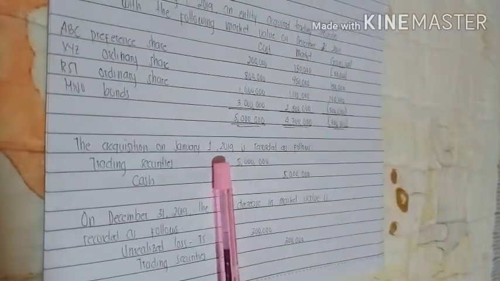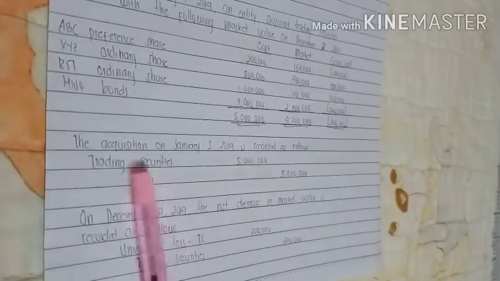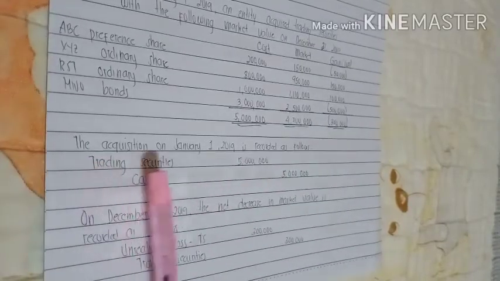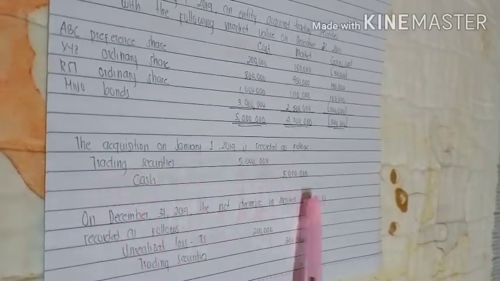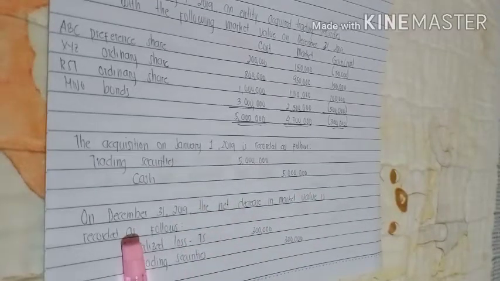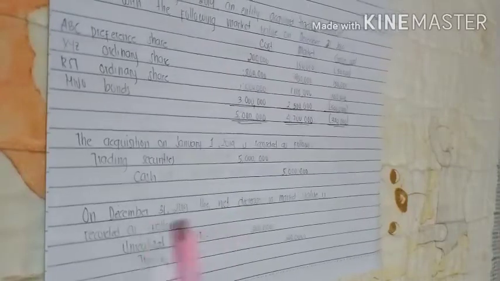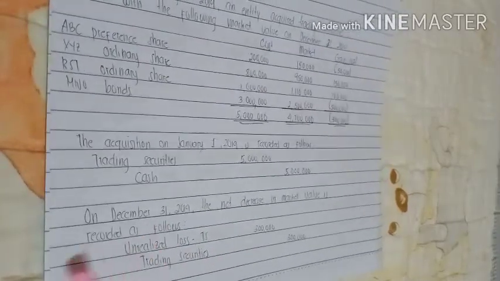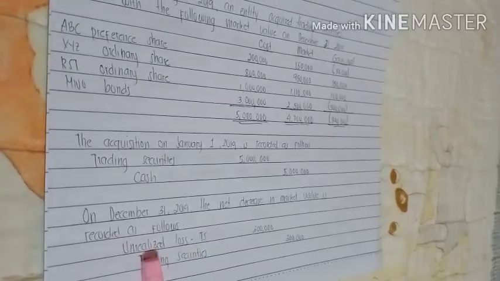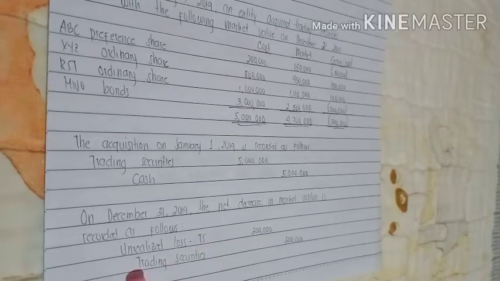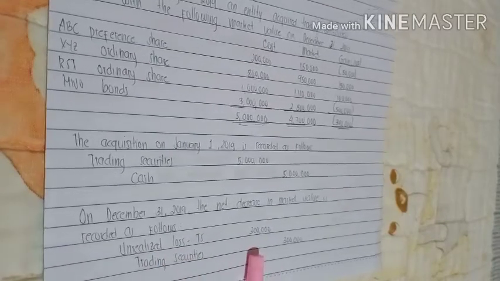The acquisition on January 1, 2019 is recorded as follows. We debit trading securities for 5 million and credit cash for 5 million. On December 31, 2019, the net decrease in market value is recorded as follows. We debit unrealized loss TS 300,000 and credit trading securities 300,000.